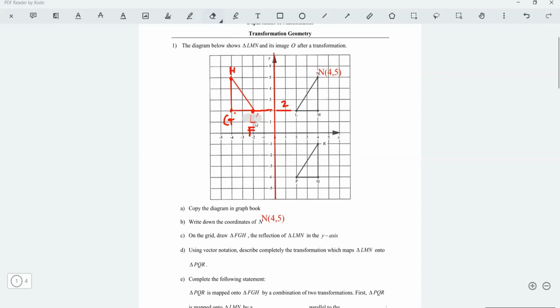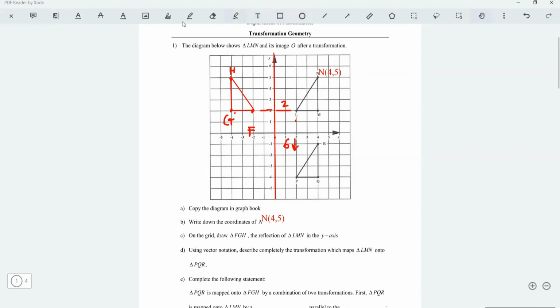The next thing that they want is, using vector notation, describe the transformation which maps LMN onto PQR. Notice that to go from LMN to PQR, it is being moved down. It's like we push the triangle down here. It moves down by 1, 2, 3, 4, 5, 6. So it goes down by 6 units. I put the arrow to show that it is going down by 6 units. It's not shifting to the left or to the right.